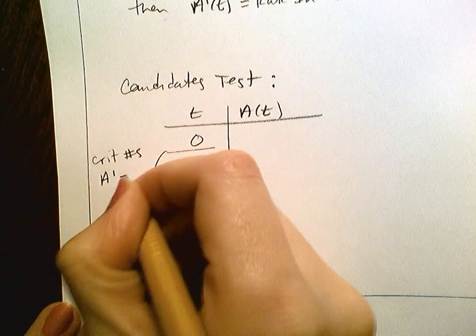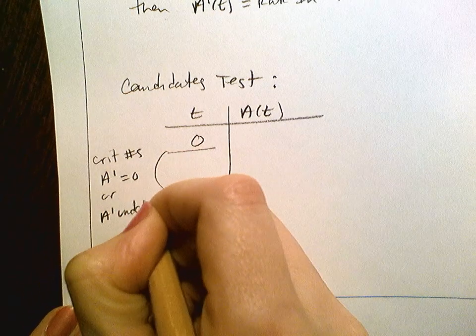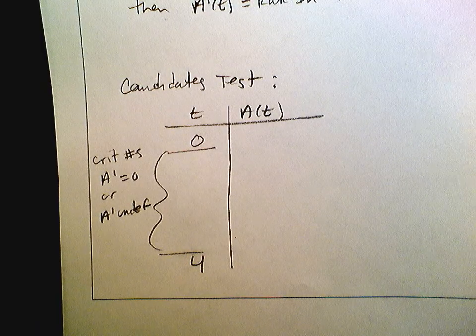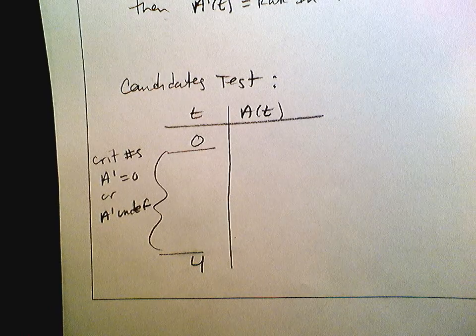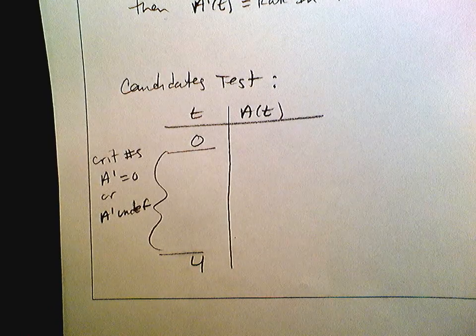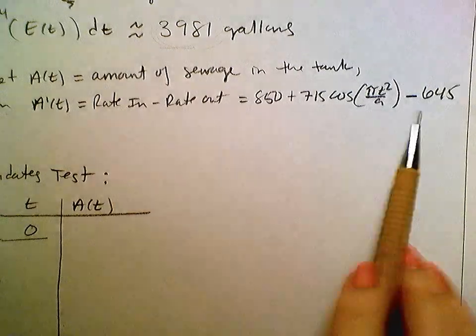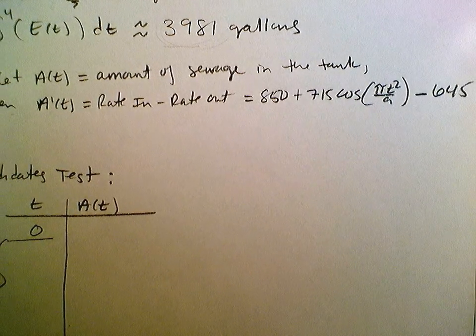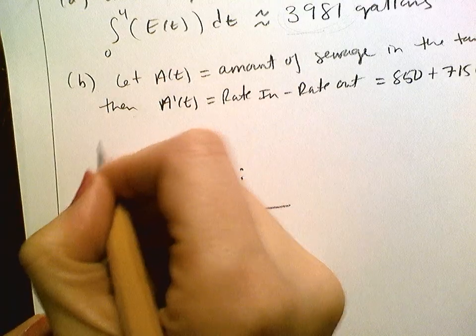So A prime is equal to 0, or A prime is undefined. Yeah, where A prime is equal to 0, or, okay, so this is A prime right here. So we'll go like this. A prime.